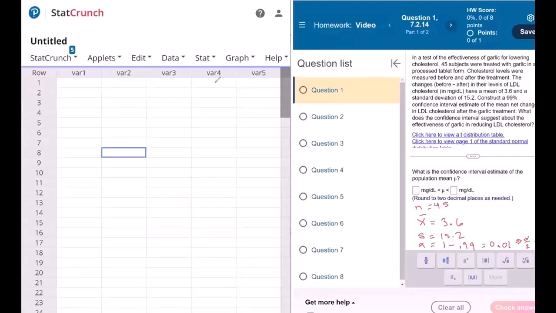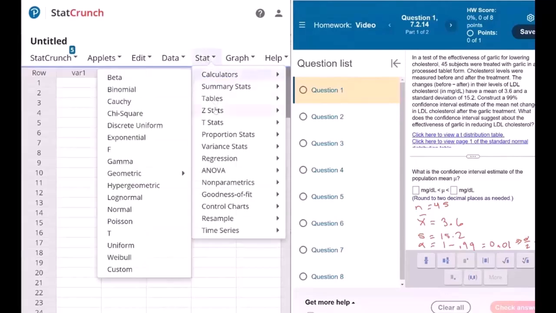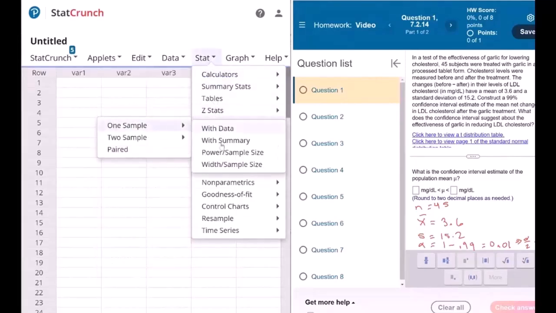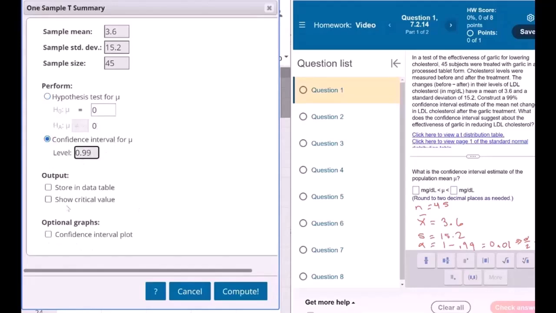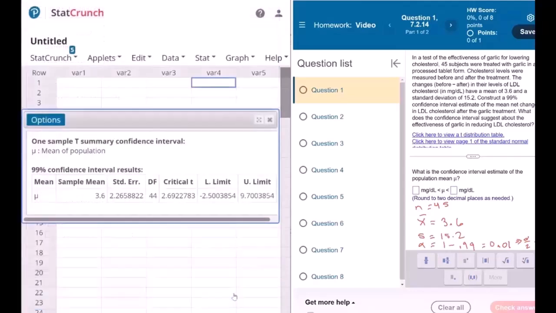One step at a time. One sample with summary, and we put in our summary values. The mean is 3.6, standard deviation 15.2, sample size was 45, confidence is 99. We can show the critical value. Here are our values. Let's put them in and see what we get. To 2 decimal places, check our answer.